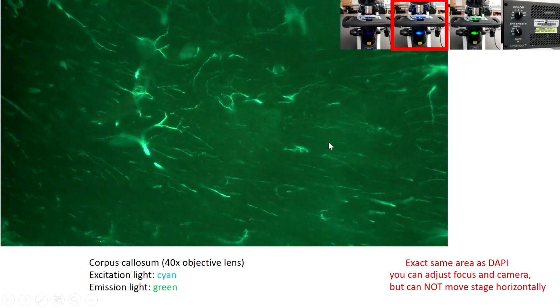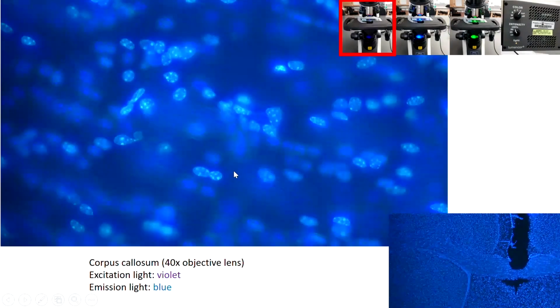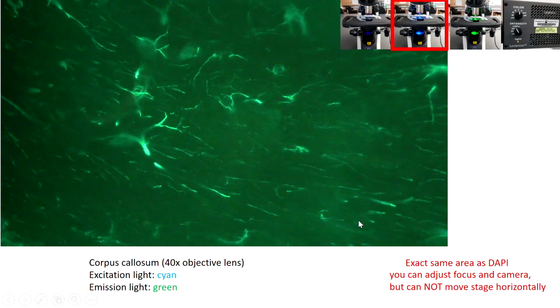So this image is exactly the same area as the DAPI stain. So this one and this one are exactly the same area. So how do I get this image? I just turn the light into cyan, and in the lab manual I said you can adjust focus and camera, but you cannot move the stage horizontally. If you move the stage horizontally, you are going to shift your view, and your area is going to change. So that's why you cannot. That will make sure this image matches exactly your DAPI stain. So let's take a look if they match.